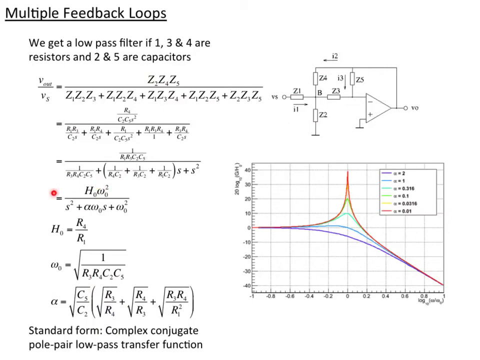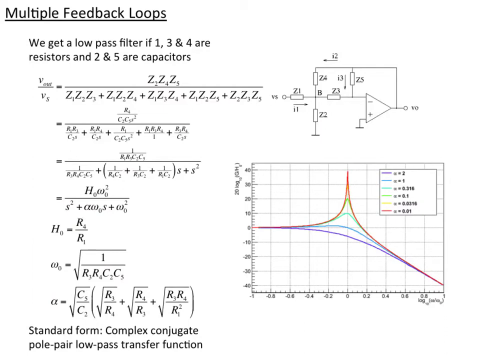What you get, this form here, is the standard form for a low-pass transfer function where you have a complex conjugate pole pair. In other words, you have two poles in the bottom there because it's a second-degree polynomial, and it turns out that they are a complex conjugate pair. In other words, the real part is the same and they have opposite imaginary parts.